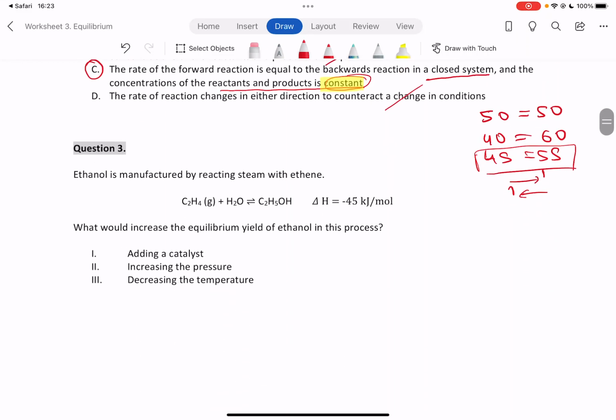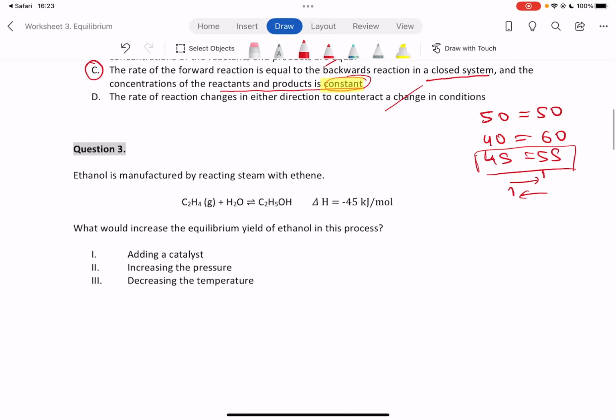It's another easy question, number 3. It says that we are producing ethanol. This is ethanol, this is water gas, and this is liquid. Delta H is given as minus 45. It means that Q is plus and it is exothermic. So we write plus Q on the right side. The question asks, what would increase the equilibrium yield of ethanol in this process? So the ethanol side means the right side. We need to make sure we favor the forward reaction.